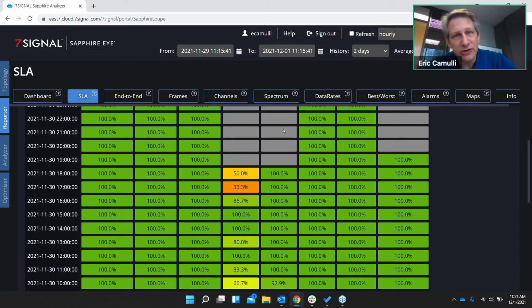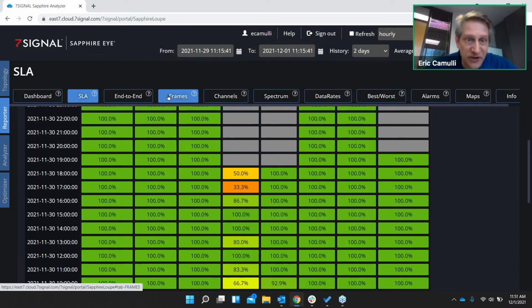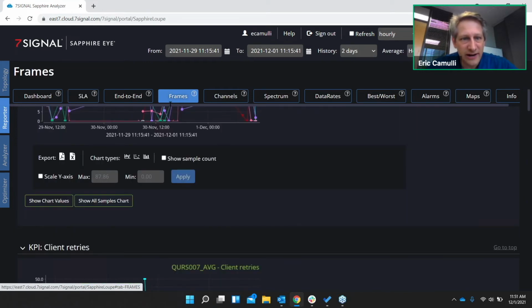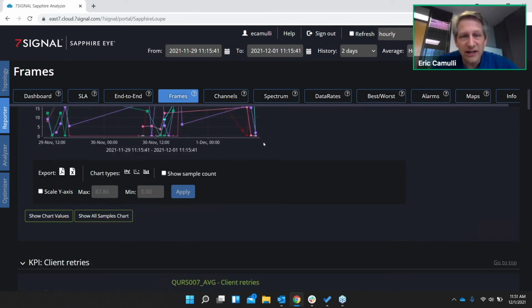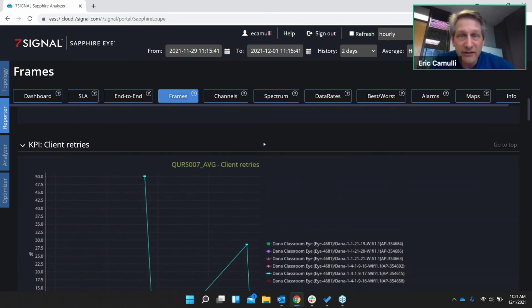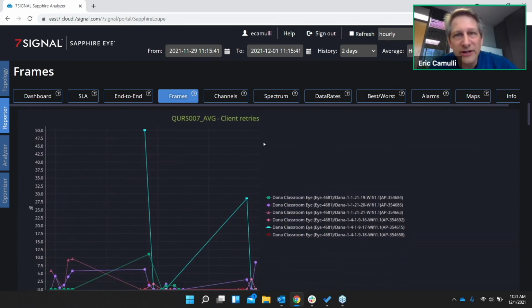All right, on to chart number 2 that I want to show you guys today, and that's right here, frames. We've been talking all about frames and looking at packet captures and looking at Wireshark. Well, 7SIGNAL does that too. Let's click on frames, and what we see here is per access point in the area. You can see these are the lists of the access points that are in this classroom. We are measuring the retry rate, not only from the AP point of view, did the AP have to retry because it didn't get the acknowledgement from the client? Or did the client need to retry because it didn't get the acknowledgement from the AP? We are measuring both. So that is here for you.